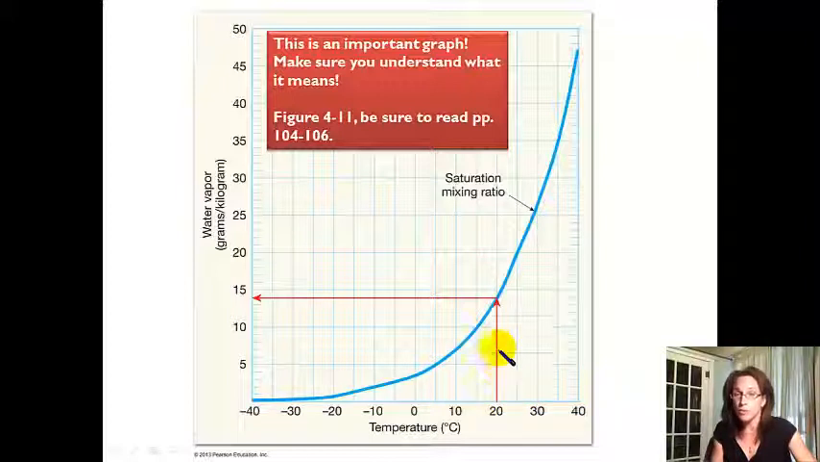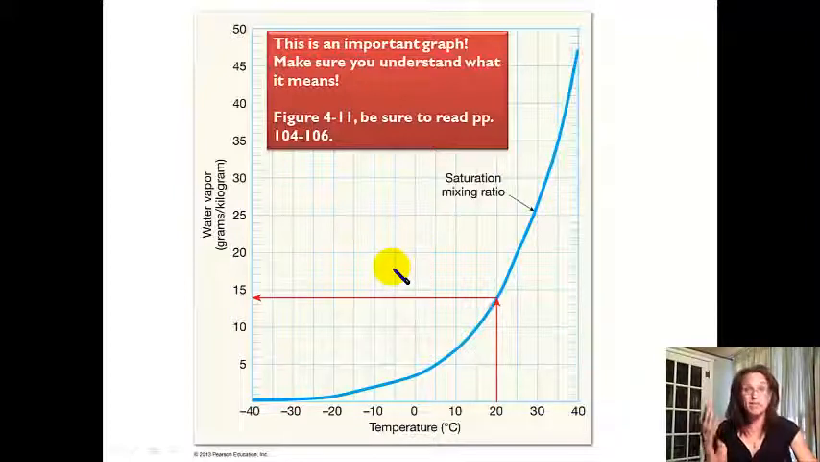So if we're at 20 degrees, the air is saturated if it has 14 grams per kilogram of water vapor, versus, let's say, if we're at 30 degrees, the air is saturated if it has 26 grams of water vapor per kilogram of dry air. So as we increase temperature, we increase the amount of water vapor that's necessary to achieve saturation. So that's a really important concept in cloud formation and in a lot of the weather processes that we're going to talk about.